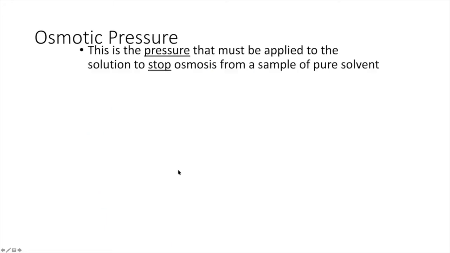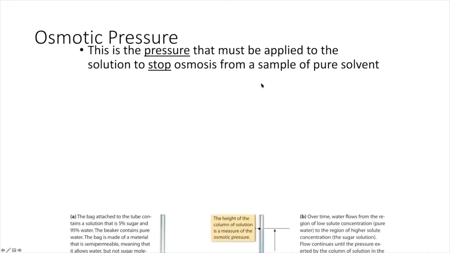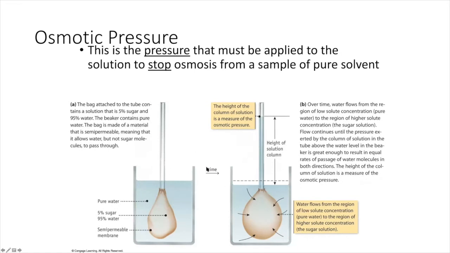As I said before, the way this is quantified, the way this is measured, is through what we call osmotic pressure. The definition of osmotic pressure is the pressure that must be applied to the solution to stop osmosis from a sample of pure solvent. This picture, which you don't have in your handout, is useful for helping to understand what we mean by osmotic pressure.